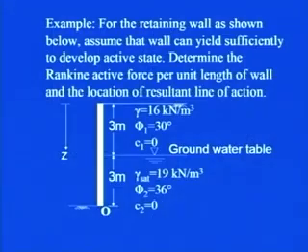So, I take an example: for a retaining wall as shown below, assume that the wall can yield sufficiently to develop active state. Determine the Rankine active force per unit length of the wall and the location of the resultant line of action. So, you see this is the wall. The water table is present at a depth of 3 meter from the existing ground surface. Above the water table, the soil has a unit weight of 16 kilonewton per meter cube. Your angle of friction is 30 degree and C is 0, means it is frictionless soil.